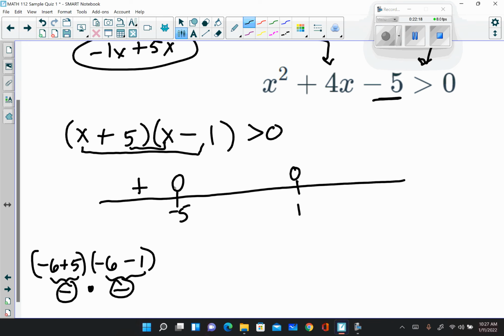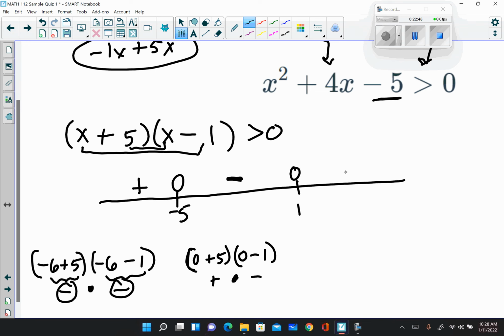We test a number in between negative 5 and 1, like 0. Test means plug into here. 0 plus 5 is a positive number, and 0 minus 1 is a negative number. A positive times a negative is a negative. So numbers in this interval are not good, because this times this will not be greater than 0. A negative number is not greater than 0.